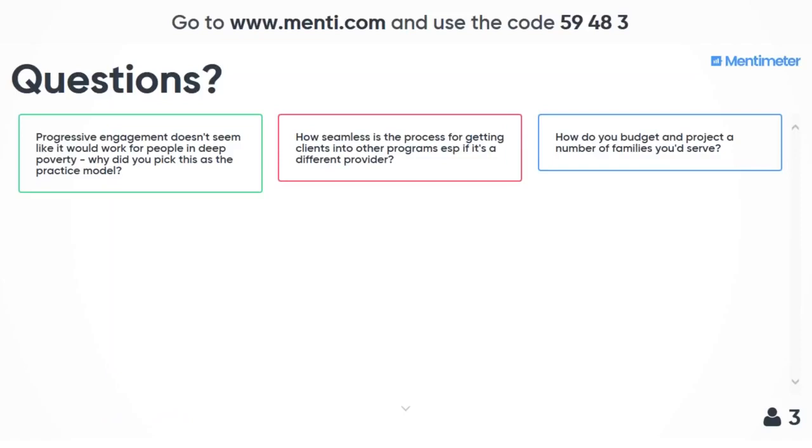So we talked a little bit about why it might not work for people in deep poverty. How seamless is the process? We talked about that. How do you budget and project the number of families you serve? That is a really great question.